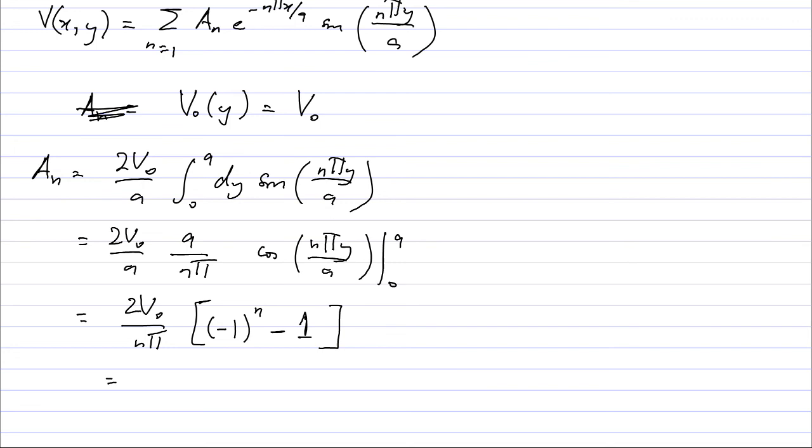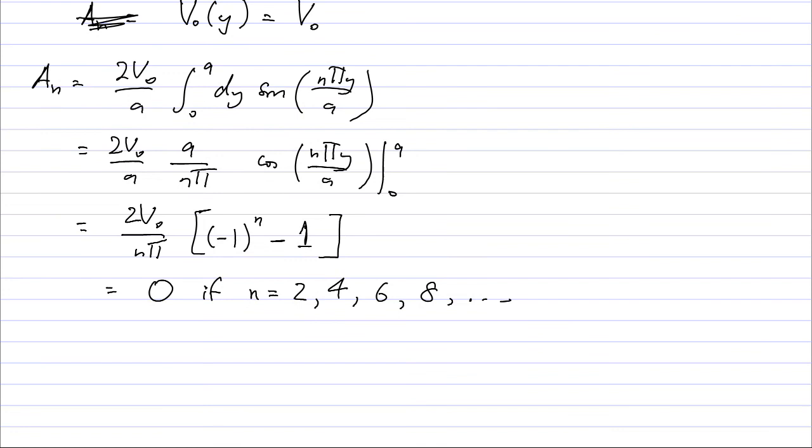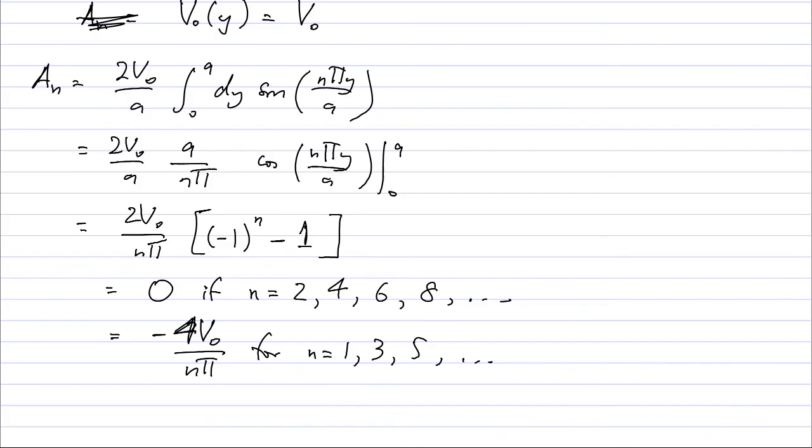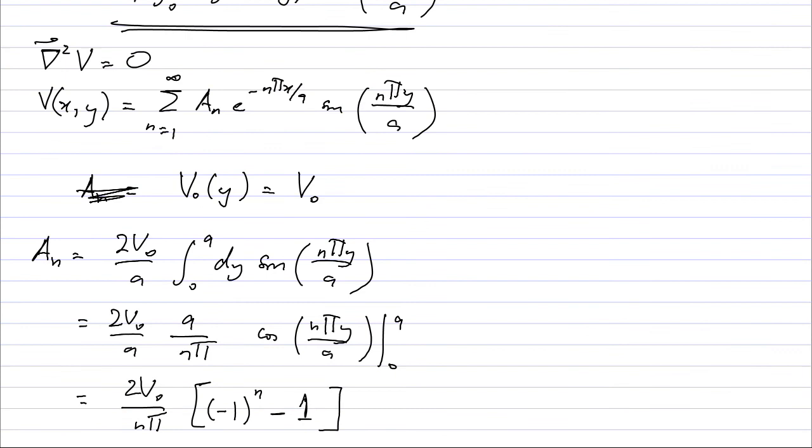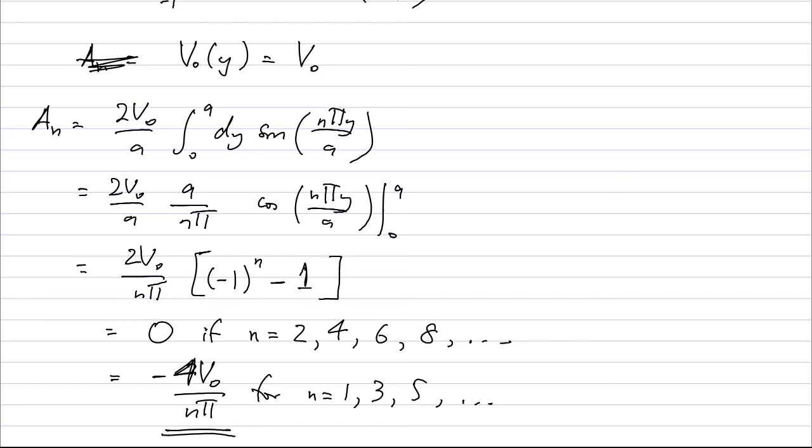if n is 2, 4, 6, 8, so for the even n's this is 0, and this thing a n is going to be minus 4 v naught over n pi for n is equal to 1, 3, 5, and so on. Okay. Whoops, this should not be negative. I've made a mistake over here. This should be a negative sign, because of course when I integrate sine, I get minus cosine. So this will be that. This should be good. Okay, fine.